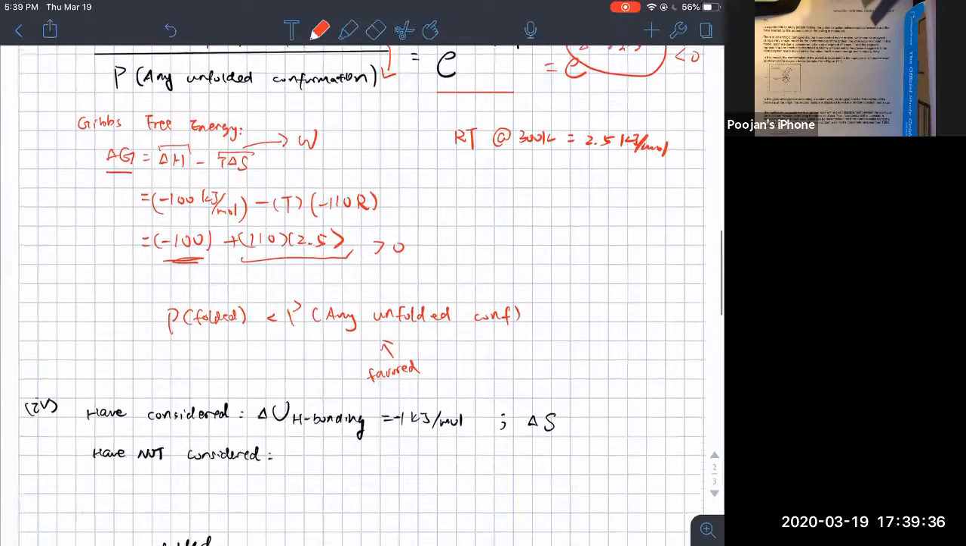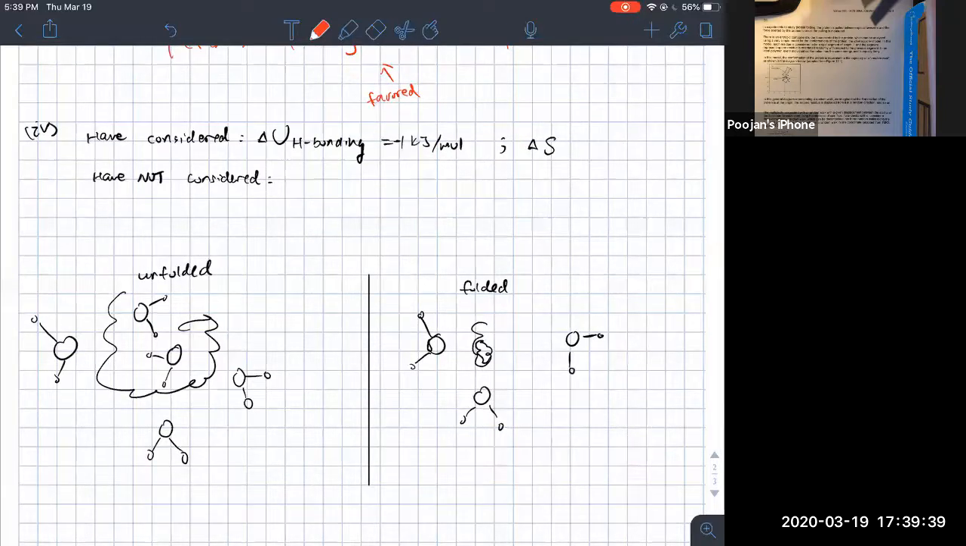Okay, so I'll move on to number four. From part one to three, we have considered two things. The first one is the changing energy of hydrogen bonding from the folded state to the unfolded state, which is negative 100 kilojoules per mole. And we also considered in part A the changing entropy of the protein itself, going from the folded state to the unfolded state. And what we have not considered is the interaction between the protein and the water.